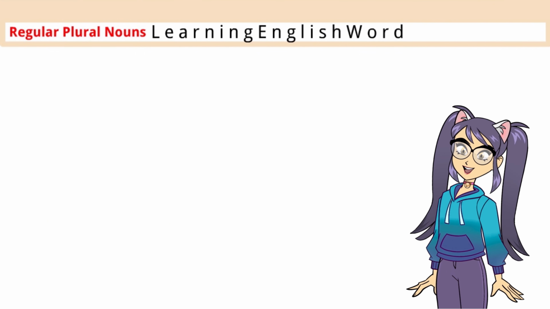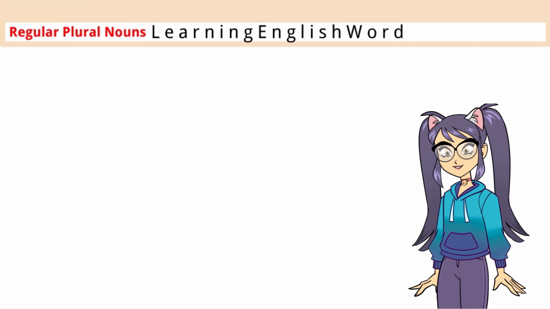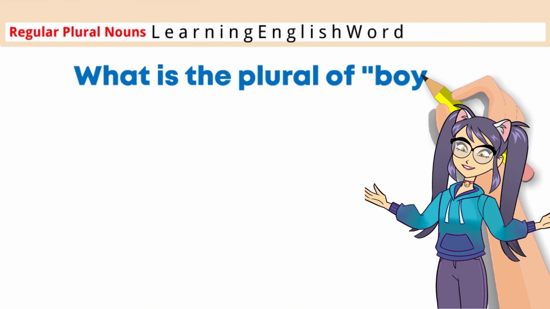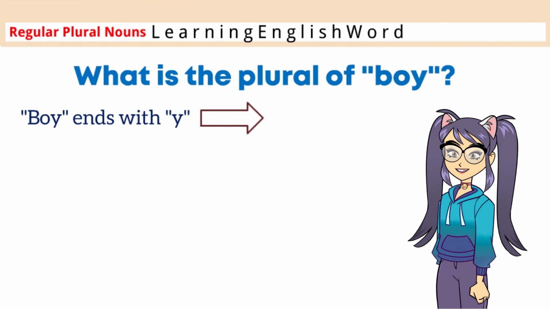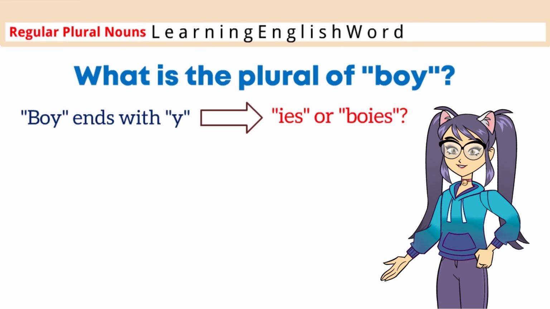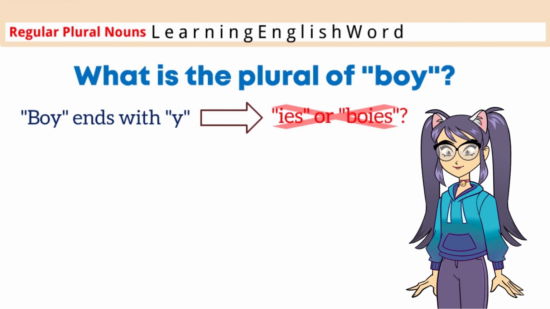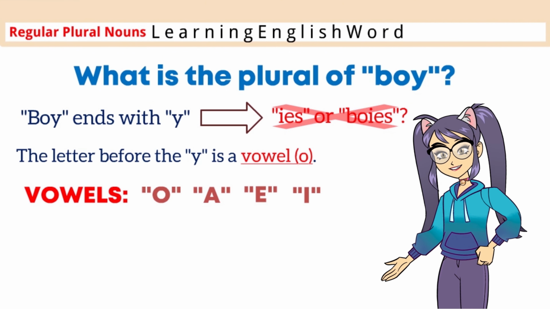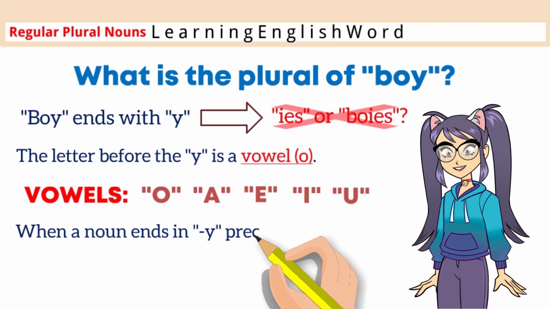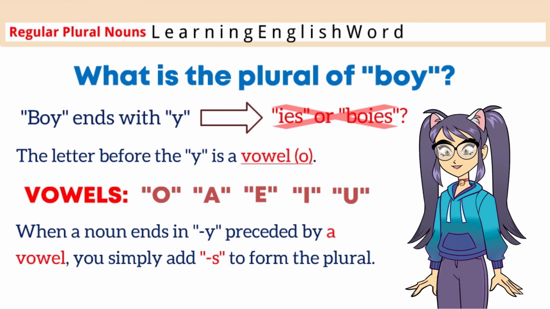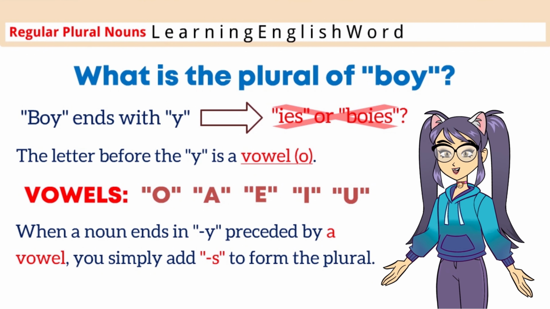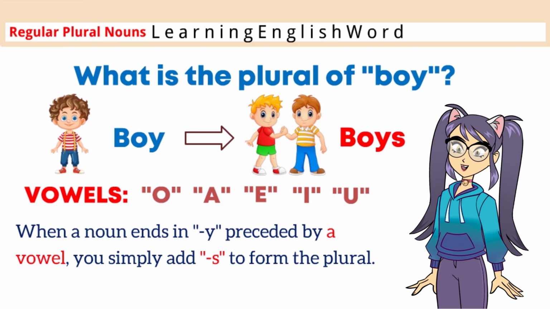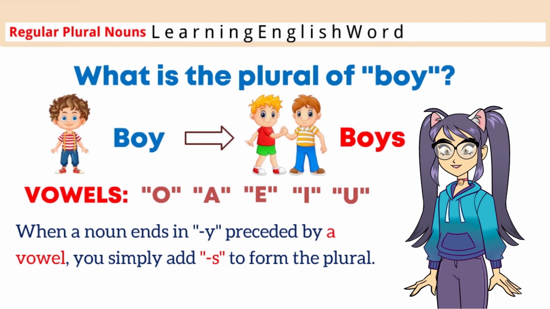Let me tell you a little thing about regular plural nouns. First, let me ask you a question. What is the plural of boy? Since boy ends in Y, you might wonder if it changes to IES. But it doesn't because the letter before the Y is a vowel, O. Vowels are A, E, I, O, and U, and when a noun ends in Y, preceded by a vowel, you simply add S to form the plural. Now, the plural of boy is boys. Let's see more examples for better demonstration.